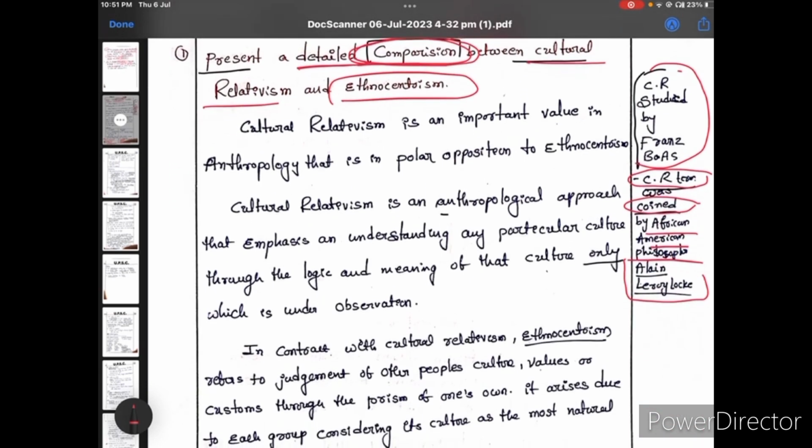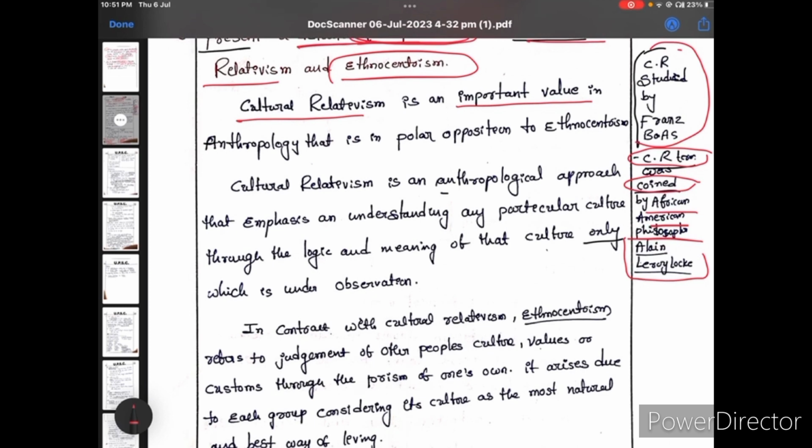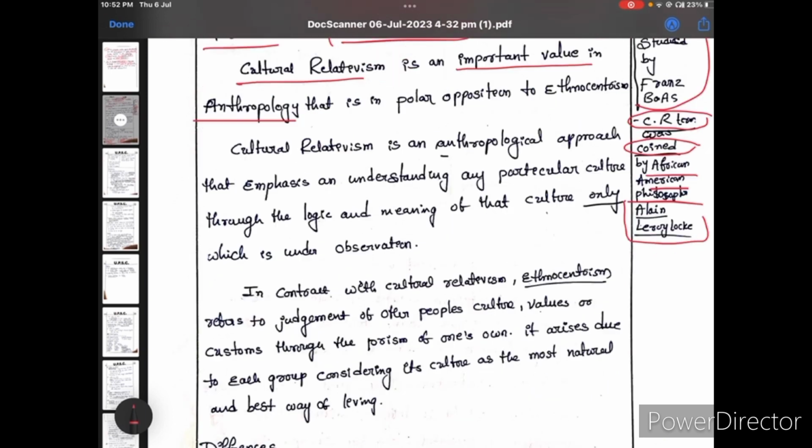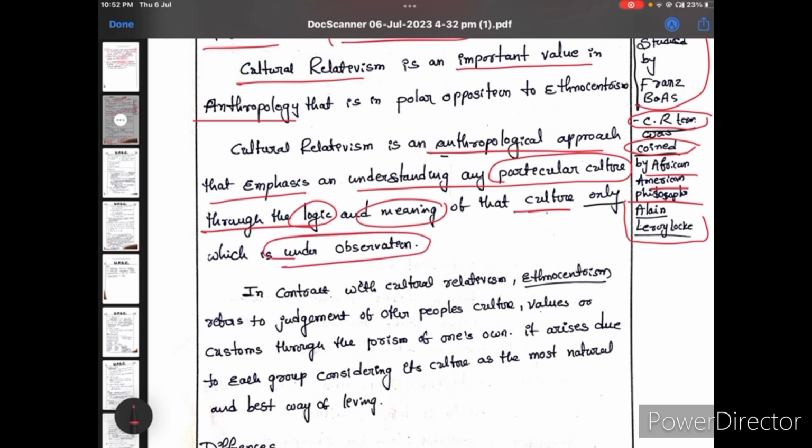So come to the answer. Here I mention cultural relativism is an important value. Please mention the anthropologist's name also. Okay. So cultural relativism is an important value in anthropology, that is the polar opposite of ethnocentrism. Relativism is an anthropological approach that emphasizes understanding any particular culture through the logic or meaning of that culture only, which is under observation. This is important.